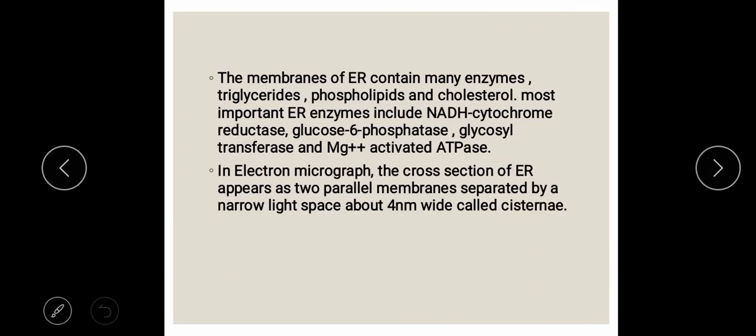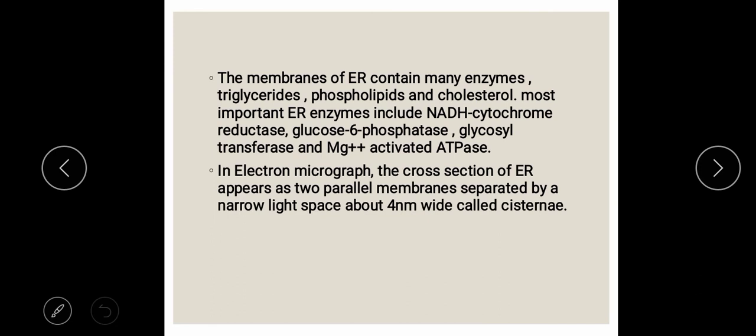Now the membrane of the ER, we have read that the endoplasmic reticulum contains two membranes, outer membrane and inner membrane, and the membranes of ER contain enzymes, triglycerides, phospholipids, and cholesterol. The most important endoplasmic enzymes include NADH cytochrome reductase, glucose 6-phosphatase, glycosyl transferase, and Mg2+ activated ATPase.